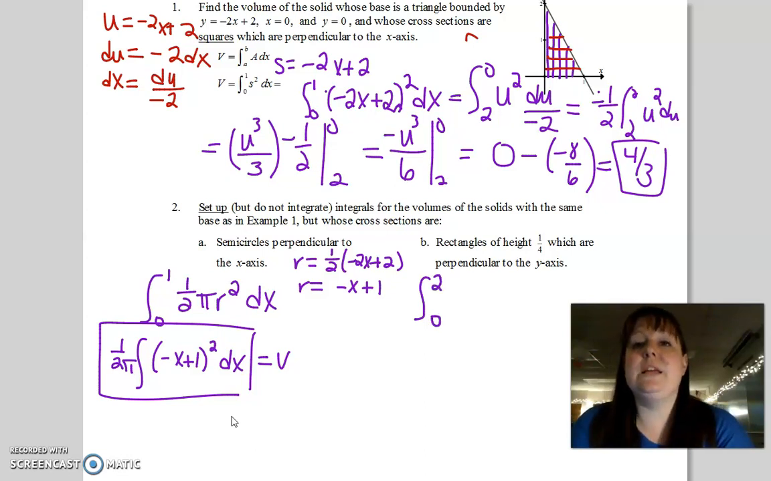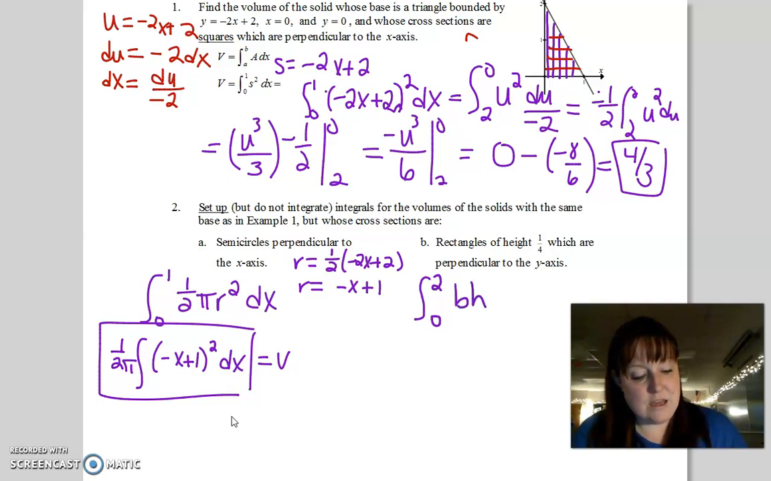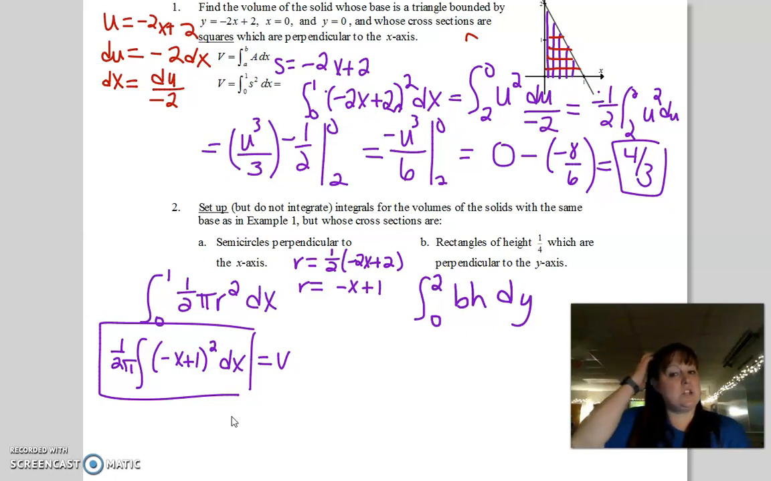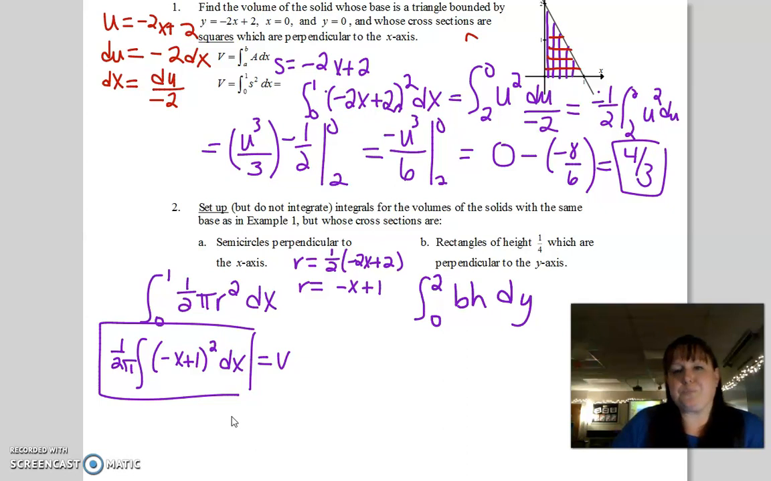And we're going to then integrate the area of the base, and our base is a rectangle with height of 1/4. And so the area of a rectangle is base times height. And then we're going to integrate with respect to y. So we're going to start with 0 to 2 of base times height dy.